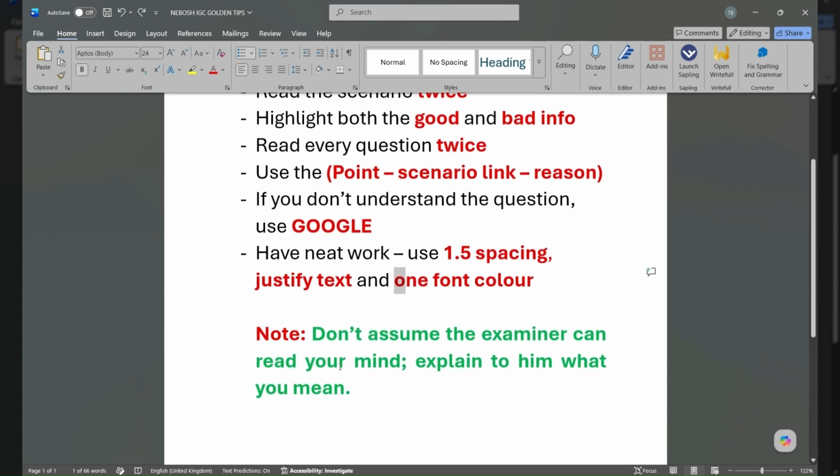Finally, remember this is important. Do not assume the examiner can read your mind. The examiner is marking hundreds, if not thousands, of scripts within a limited time. Your job is to clearly explain your thoughts and make your answers easy to follow and easy to award marks for. A well-structured answer does not only demonstrate your knowledge, it also helps the examiner quickly see why you deserve marks.